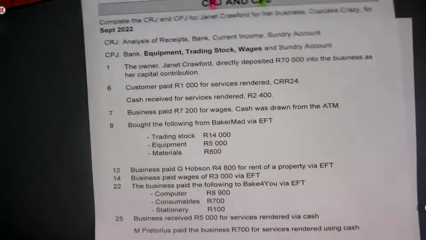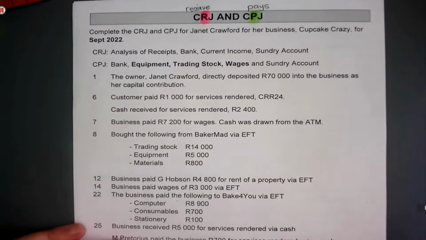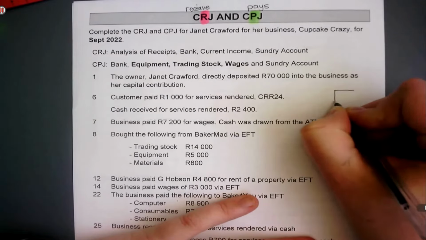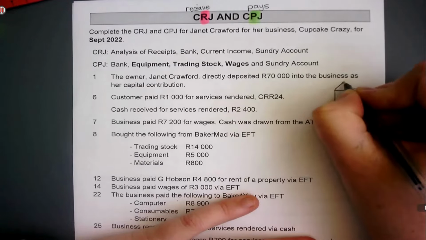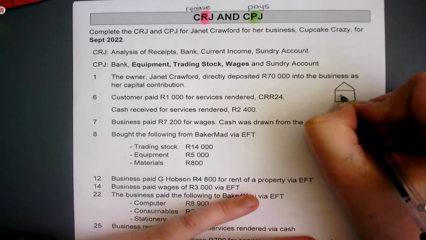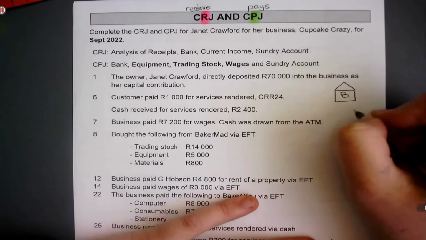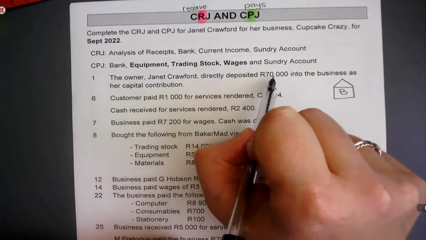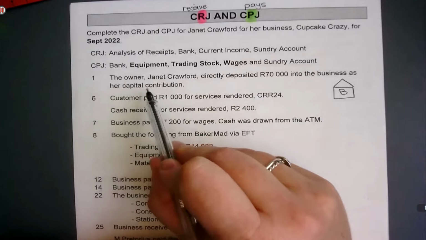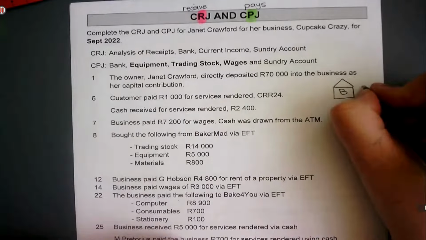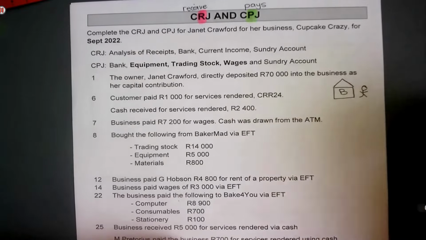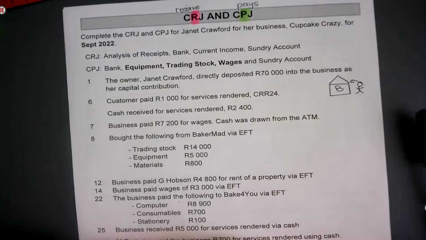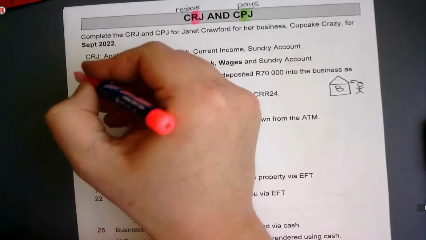Okay, so what we're going to first do is identify: is the business receiving money or are they paying money? Just remember, when doing accounting, we're always looking at it from the business's perspective, not from the owner. The owner, Janet Crawford, directly deposited 70,000 Rand into the business as her capital contribution. So the owner, here's Janet. I'm such a good artist. Janet put money into the business, so the business is receiving. That is a CRJ.